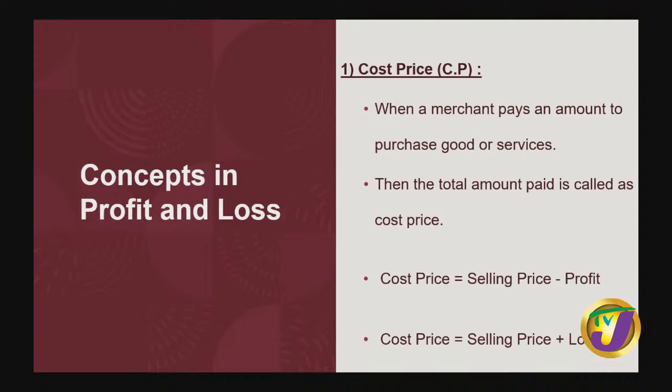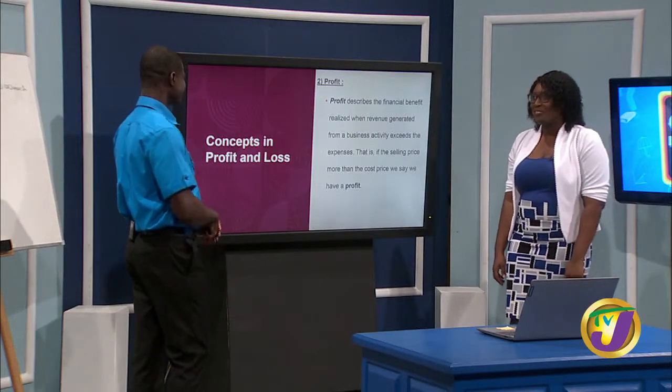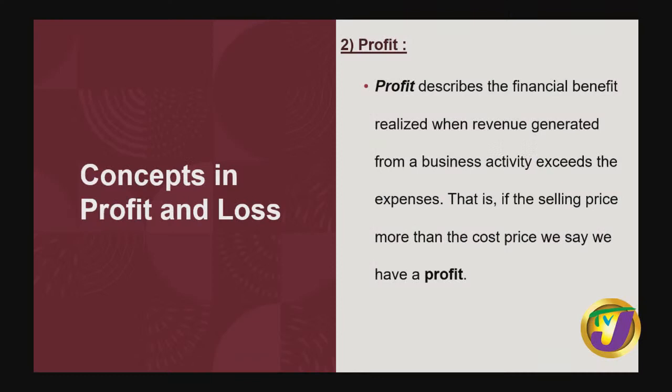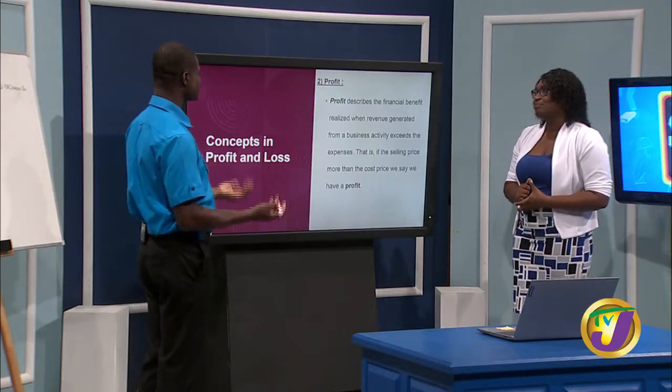All right. What do you have next? The next one. Ready for it? Profit. This is what I love. Profit, more money. So, profit describes the financial benefit realized when revenue generated from a business activity exceeds expenses. Now, this is math, and it sounds a little bit business-ish, right? This sounds like a little POB class, but in the POB is some math, definitely. And that's the beauty about math.